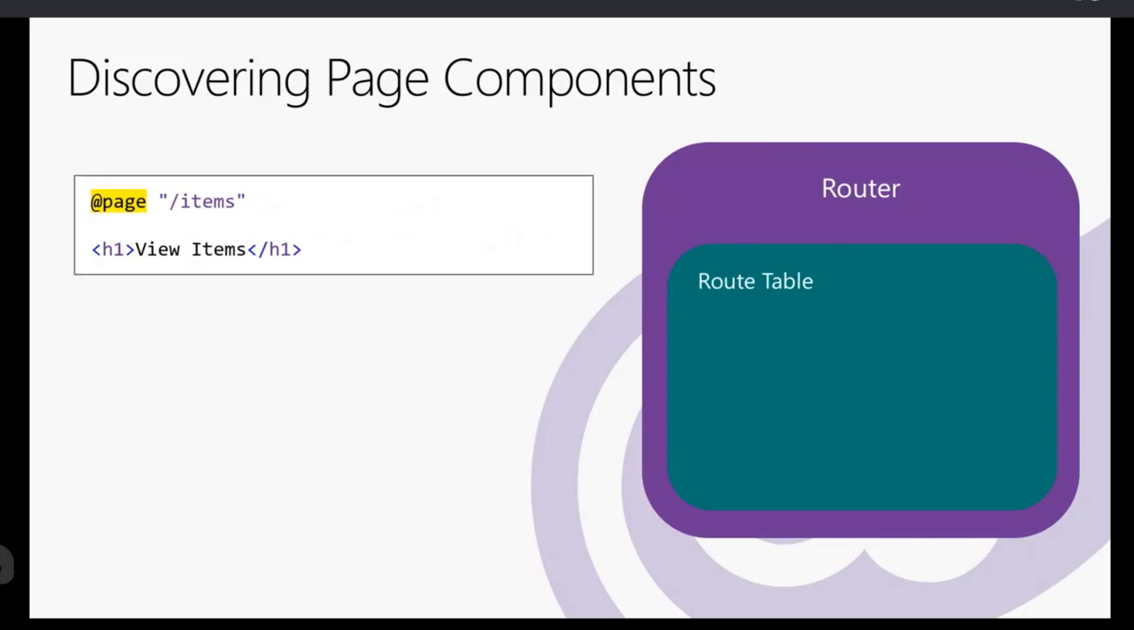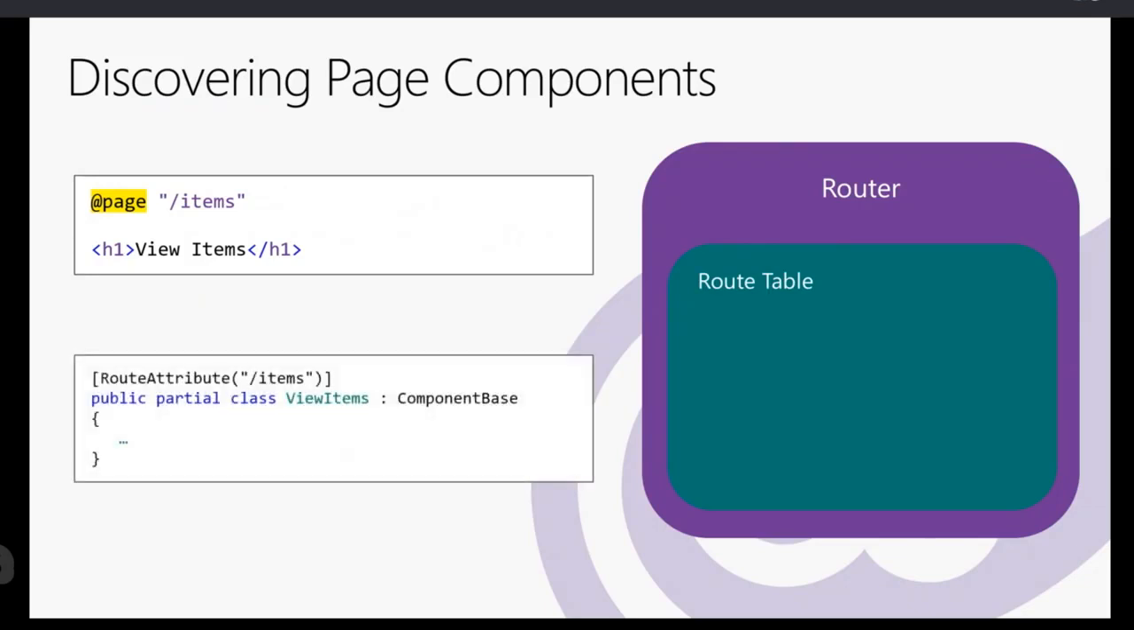Well, all Blazor components are compiled into classes. This particular component would compile down to a class that looks something like this. As part of that process, the page directive is transformed into a route attribute, and the route template that we've specified in the page directive is also passed into that route attribute. And it's these route attributes that Blazor's router is looking for. So it scans the assembly we give it and looks for any components that are decorated with this route attribute.